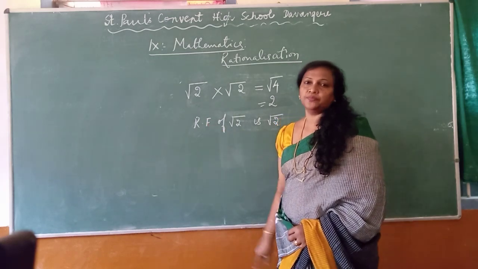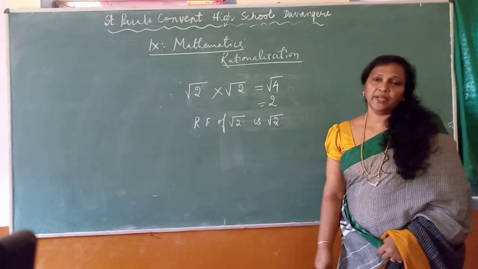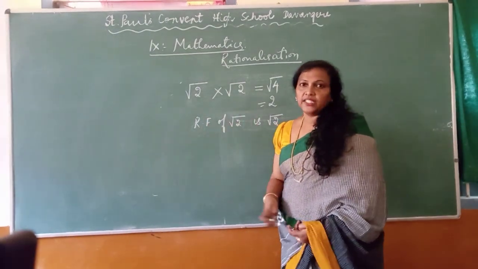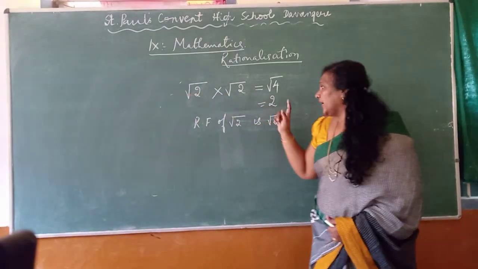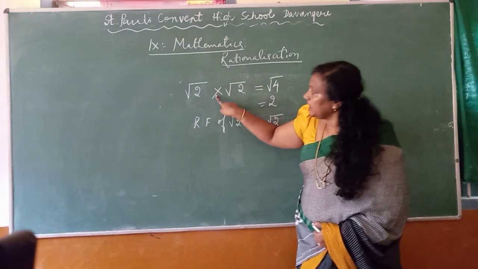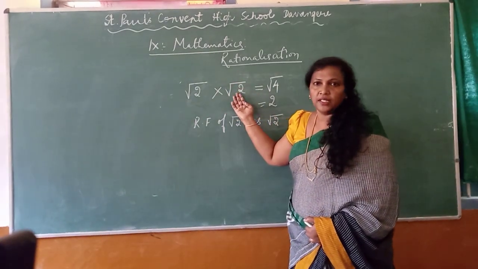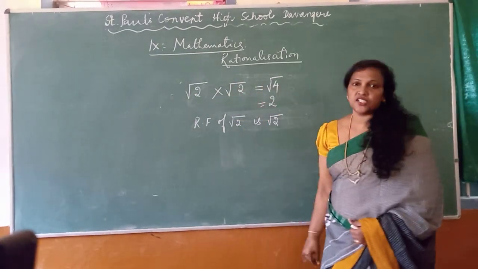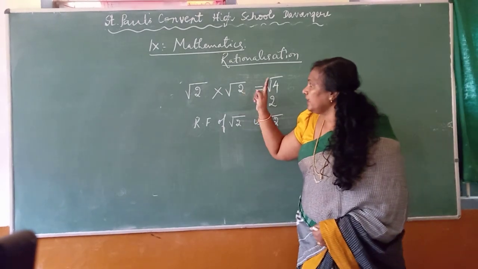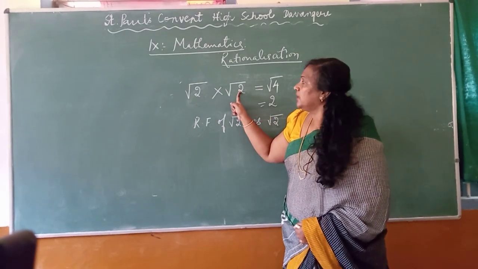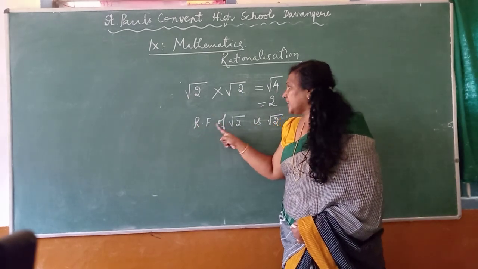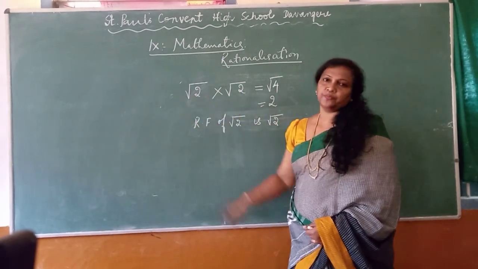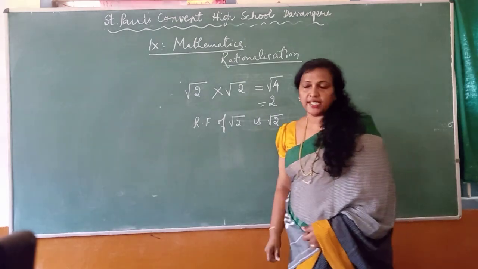rationalizing factor. Once again I will repeat: the process of converting an irrational number, this is an irrational number, to a rational number by multiplying with another irrational number is called rationalization. The number you multiply by is called the rationalizing factor. Now I will give you some more examples.